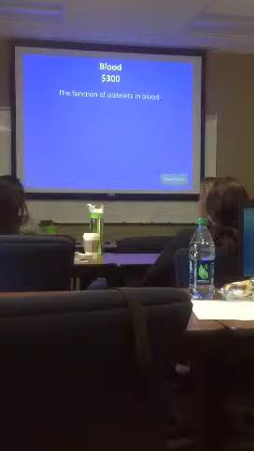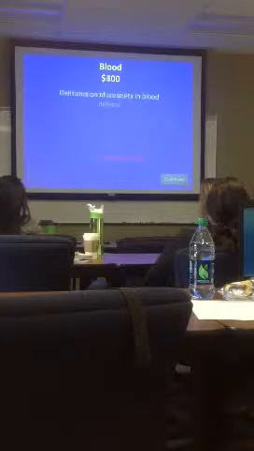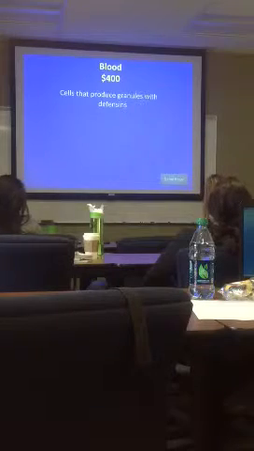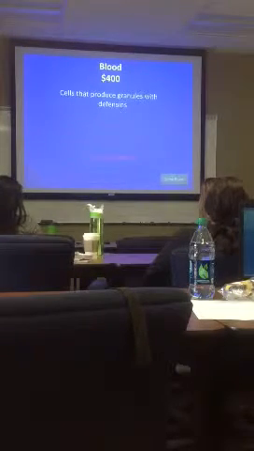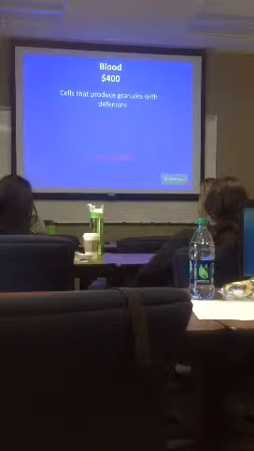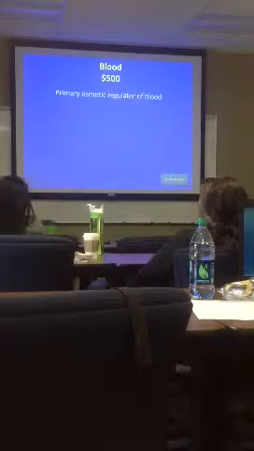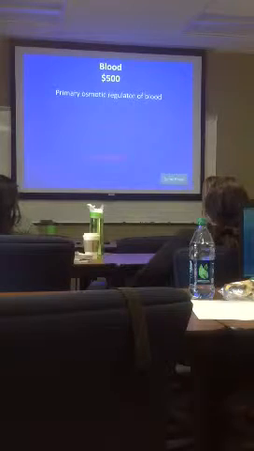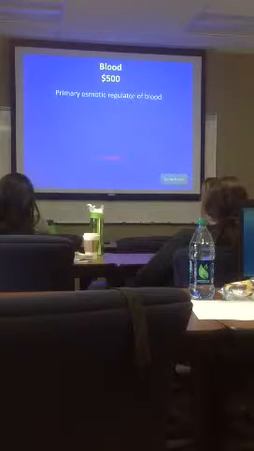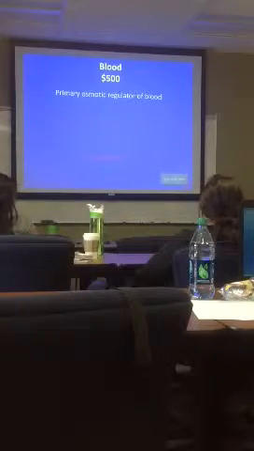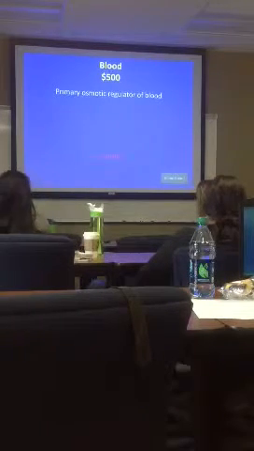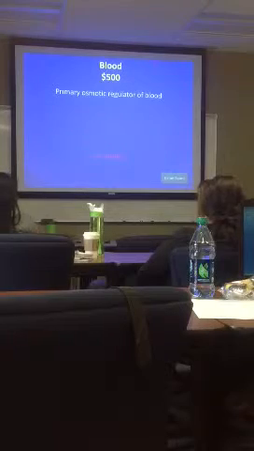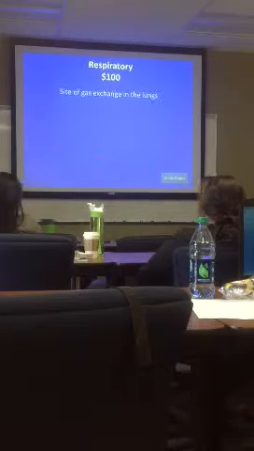The function of platelets in blood: activates clotting. Cells that produce granules with defensins. Neutrophils. What are defensins for? Defense against bacteria. Primary osmotic regulator of blood. Albumin. What are some of the other plasma proteins? The globulins, which do what? So they're lipid transport and antibodies, and then lastly, clotting factors like thrombin and fibrinogen.